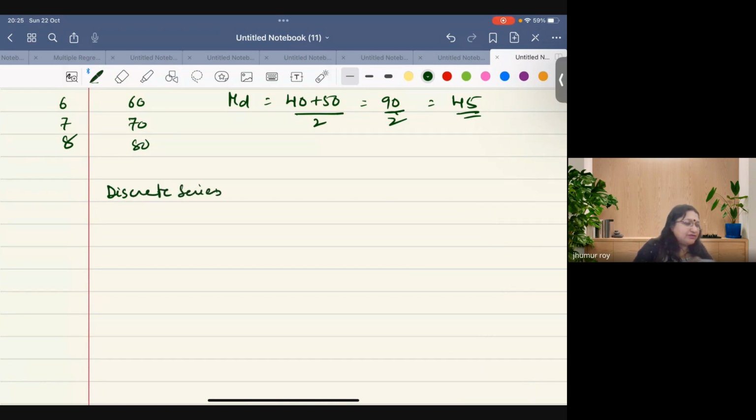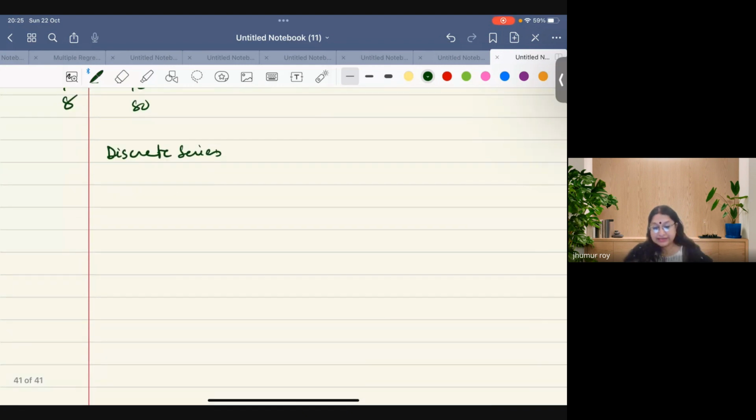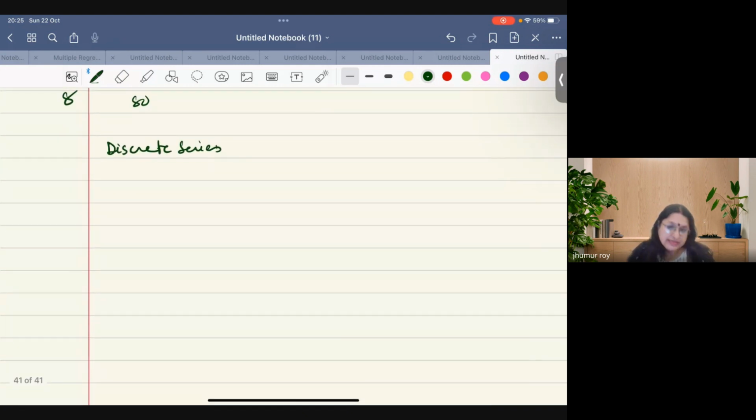See, median is generally very easy to calculate. You don't have to get more confused, and this is the simplest of all of them. Now, discrete series, what happens is, see, in individual series, we just have simple numbers.